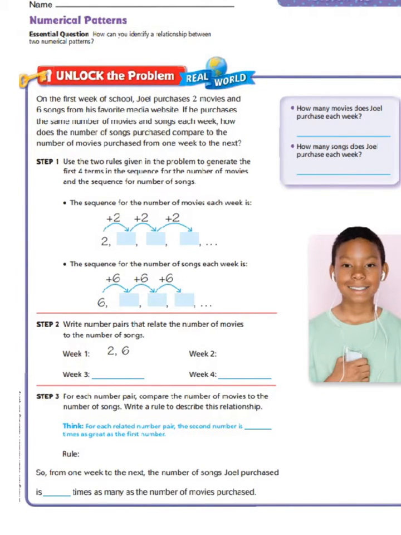Let's begin by taking a look at our essential question. How can you identify a relationship between two numerical patterns? Let's begin by unlocking our problem and taking a look at our word problem.